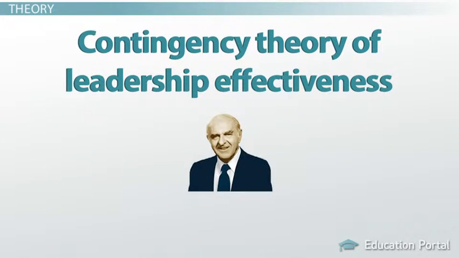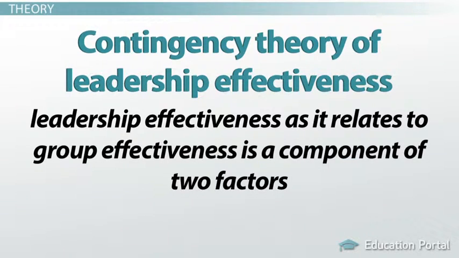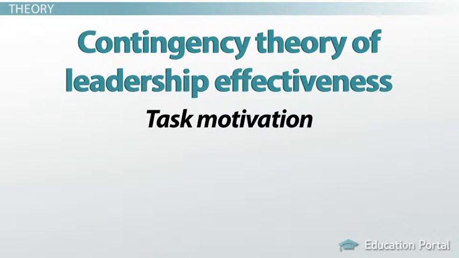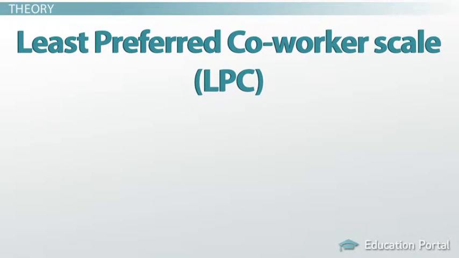The contingency approach to management finds its foundation in the contingency theory of leadership effectiveness, developed by management psychologist Fiedler. The theory states that leadership effectiveness, as it relates to group effectiveness, is a component of two factors: task motivation or relation motivation, and circumstances. You measure task motivation or relation motivation by the least preferred coworker (LPC) scale.